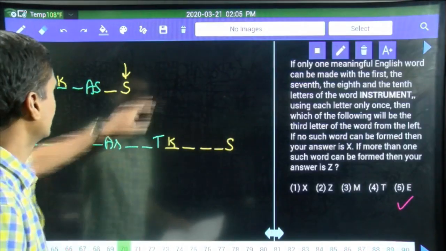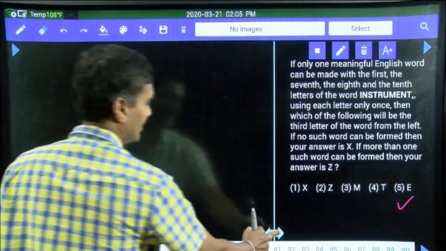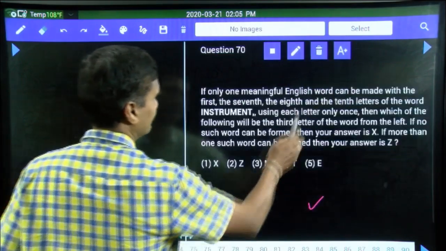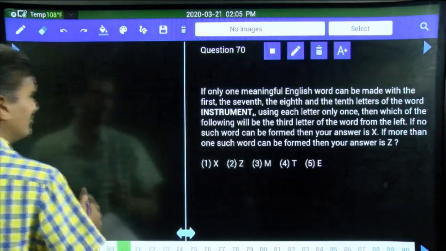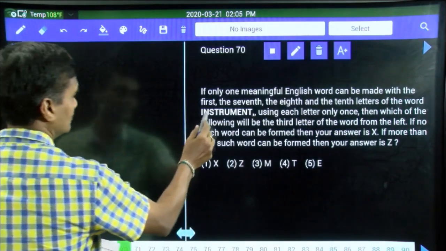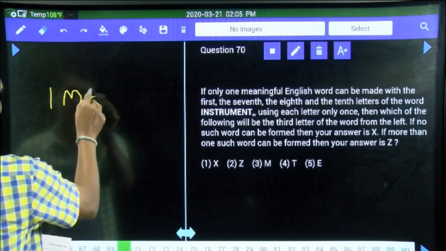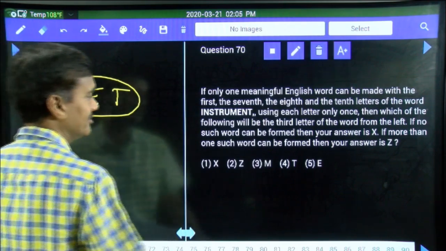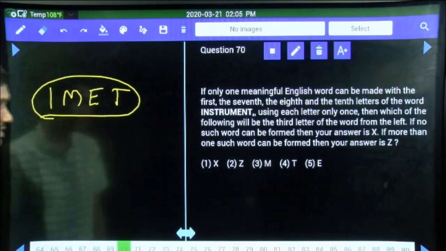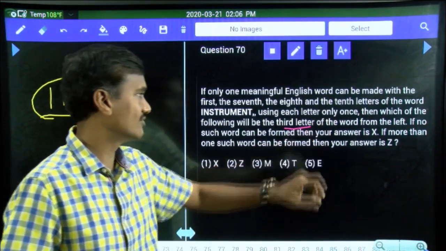Then 70th. Now in this question number 70, if only one meaningful English word can be formed with the help of the first 7, 8 and 10, first 7, 2, 3, 4, 5, 6, 7, M, 8 and 10. Now with the help of these 4 letters, tell me how many meaningful English words can be formed. If only one meaningful word can be formed, then the third letter of the word from the left.